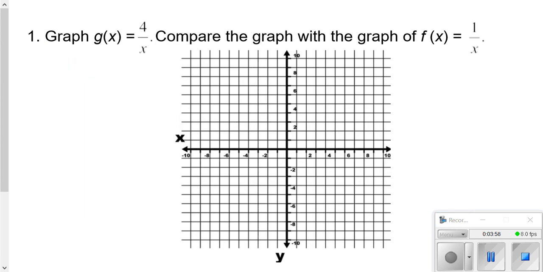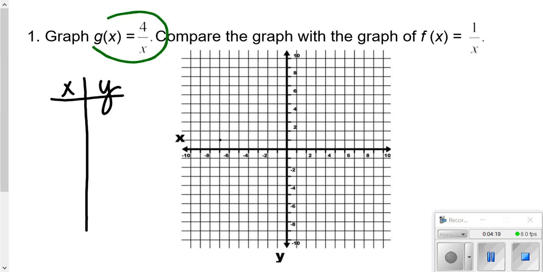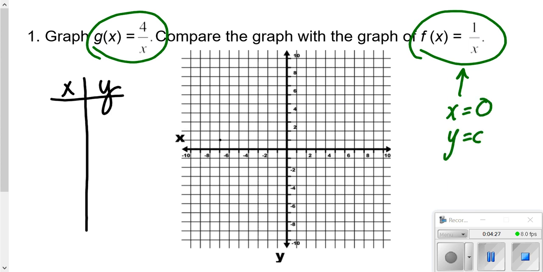All right, so here is our first graphing problem. It asks me to graph the function 4 over x and compare it to 1 over x. So to graph 4 over x, I'm going to start out with just making a chart and also with thinking about asymptotes. So for asymptotes, I'm going to think, well, this graph is a lot like this one. This function has asymptotes at x equals 0 and at y equals 0. The only thing that's changed is the 1 has changed to a 4. So think about what kind of transformation that is.